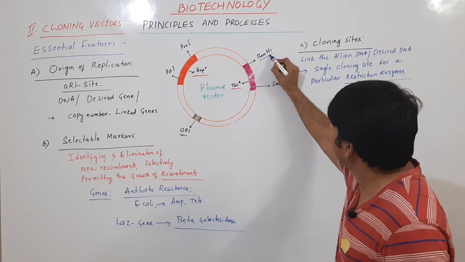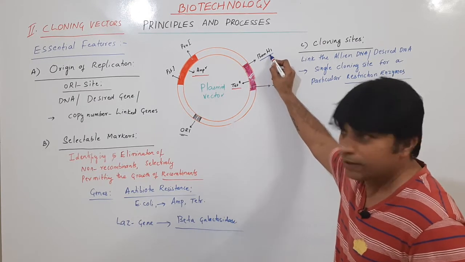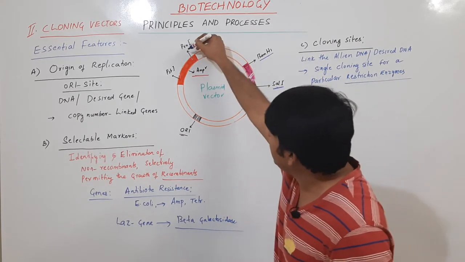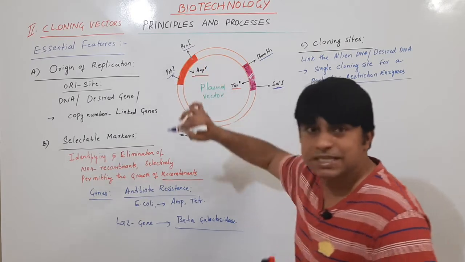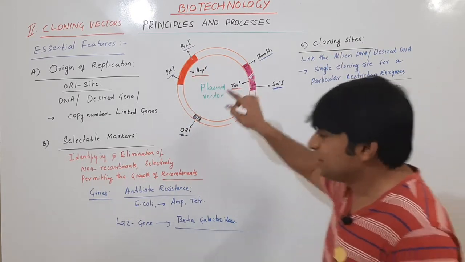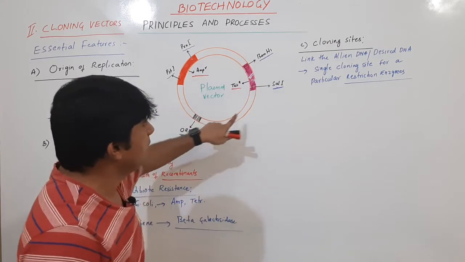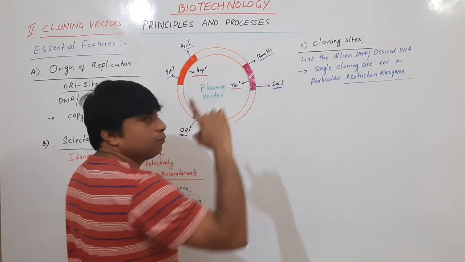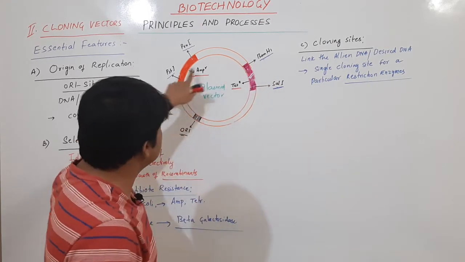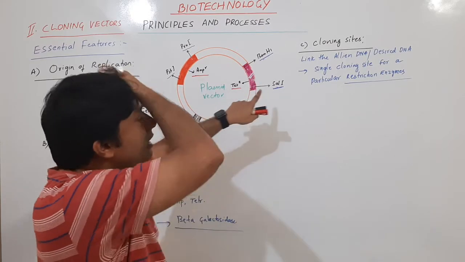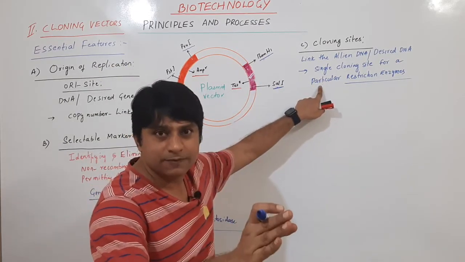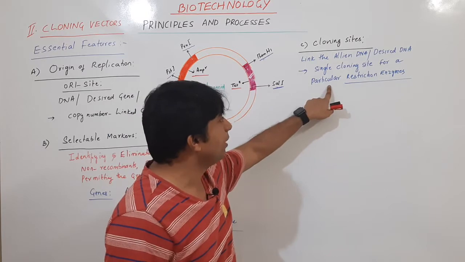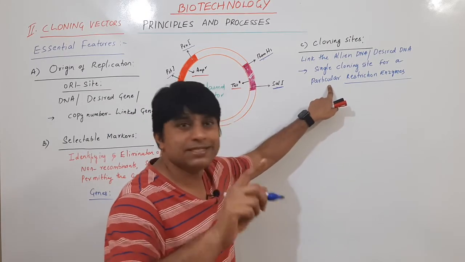This is a cloning site for restriction enzyme BamHI. This is the cloning site for restriction enzyme SalI. This is a cloning site for PvuI. This is for PstI. These are the cloning sites. Generally on the vector, this cloning site should be single. That means BamHI is only present at one place. It is nowhere else present. Because if multiple cloning sites are present, the vector is fragmented. As a result, we need to have a single cloning site for a particular restriction enzyme.